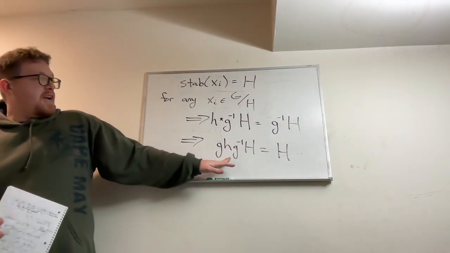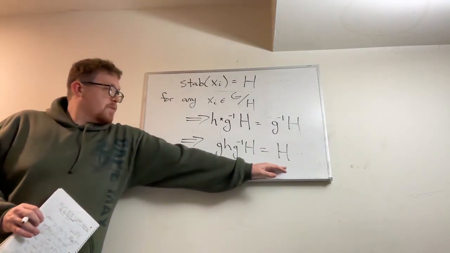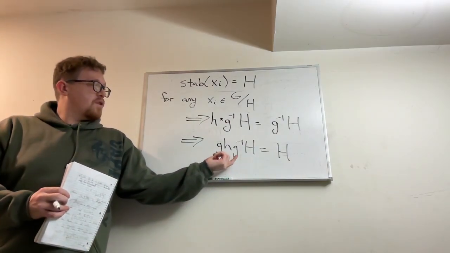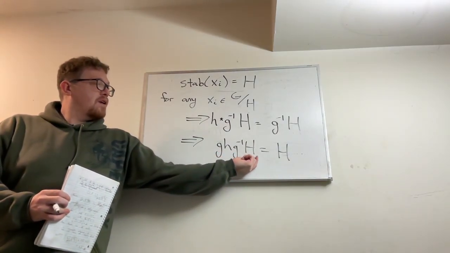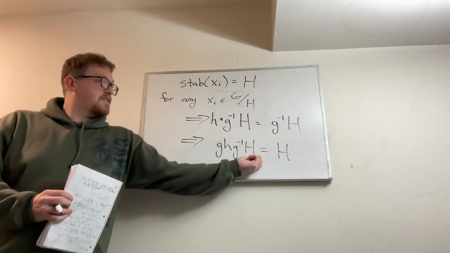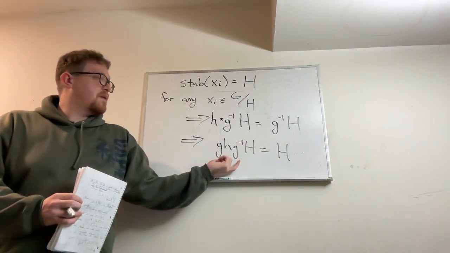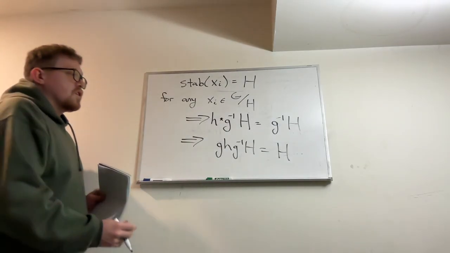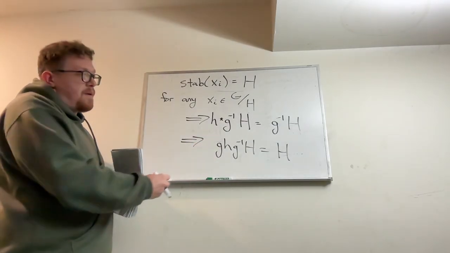And if G inverse H is equal to H, well, that means that G inverse is in H. That's the only way that I can multiply on the left and stay within H, right? If I multiply by something outside of H, I'm going to end up outside of H. So this is actually one of the properties.